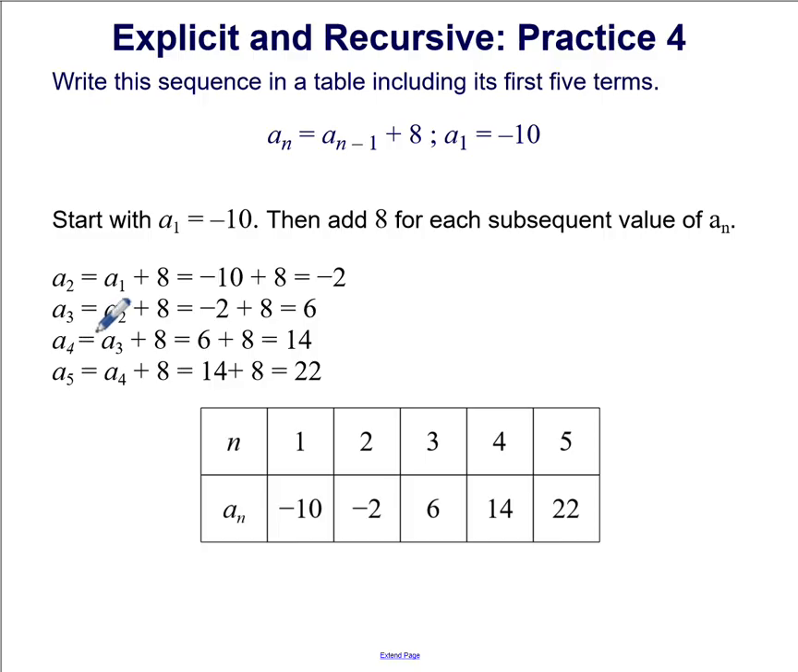To find the fourth term, we take the third term plus 8. The third term was 6, so we add 8 to get 14. So the fourth term is 14. And then finally, for the fifth term, we take the fourth term, which was 14, add 8, and we get 22. So you'll notice each time we're adding 8. Negative 10 plus 8 is negative 2. Negative 2 plus 8 is 6. 6 plus 8 is 14. And then 14 plus 8 is 22.